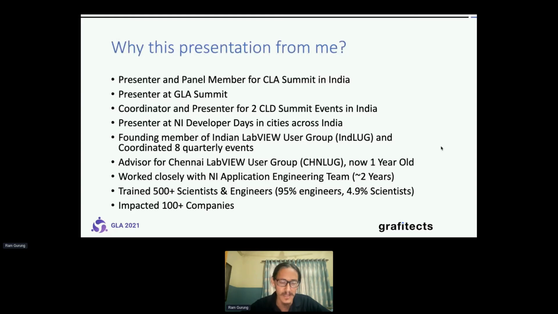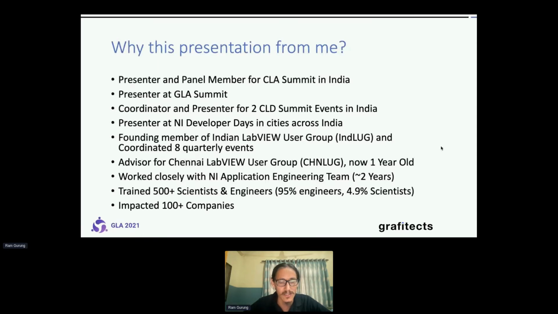I used to meet the NI application engineers, where they receive code from customers. Most of the time the code is as large as the map of the world, as well as spaghetti code and whatnot. And I had the opportunity to interact with 500 plus scientists and engineers who work for more than 100 companies.